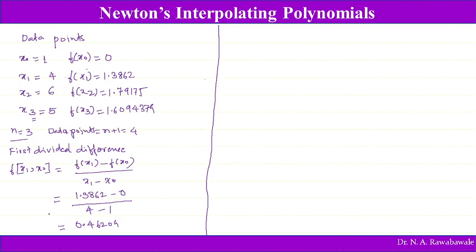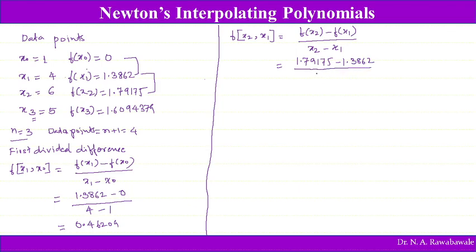Again we want to find out second divided difference. So first divided difference for first two sets. Now we will get first divided difference for second two sets, that is f of x2 comma x1, which is nothing but f of x2 minus f of x1 divided by x2 minus x1. So f of x2 value is 1.79175 minus f of x1 is 1.3862 divided by x2 is 6 minus 4, and this will be 0.20273.